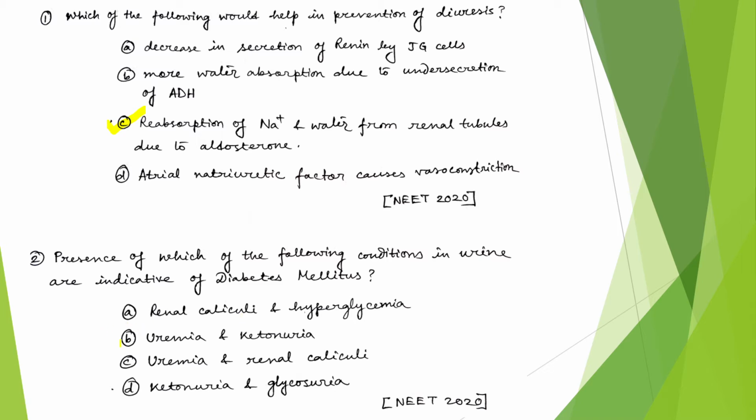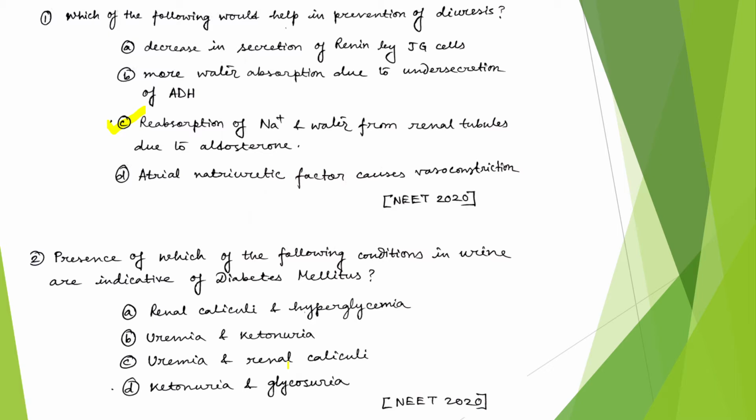Option B, uremia and ketonuria. Obviously in diabetes mellitus, you excrete excess ketone bodies through your urine. So ketonuria occurs, but uremia does not occur. Uremia means extreme failure, kidney failure. That does not occur in case of diabetes mellitus. So option B is also incorrect. Option C, uremia and renal calculi. Both of these do not characterize diabetes mellitus. So option C is also incorrect.